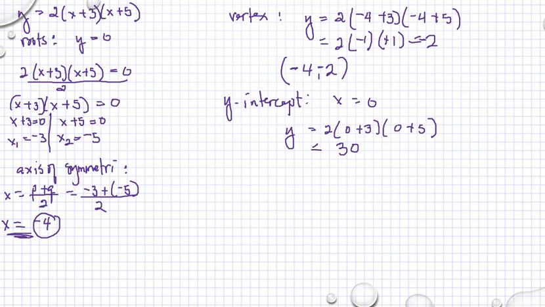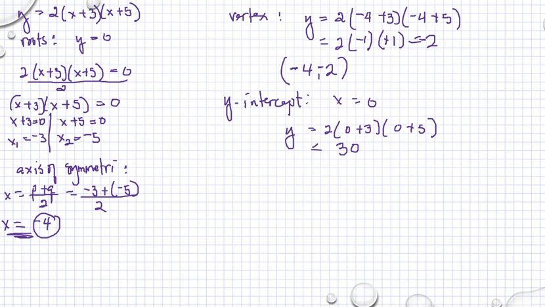Then we have 2 times negative 4. Yeah. I cannot see why it is wrong. It's 30. Let's see now if we can do that.